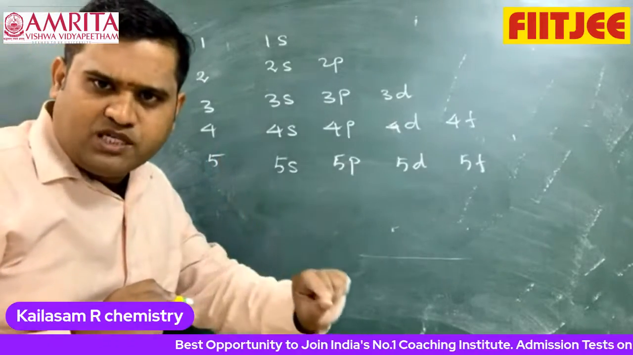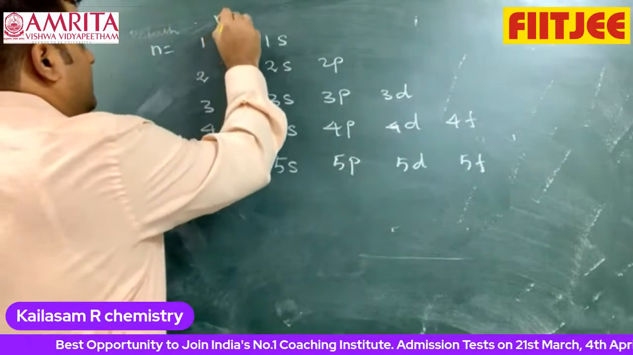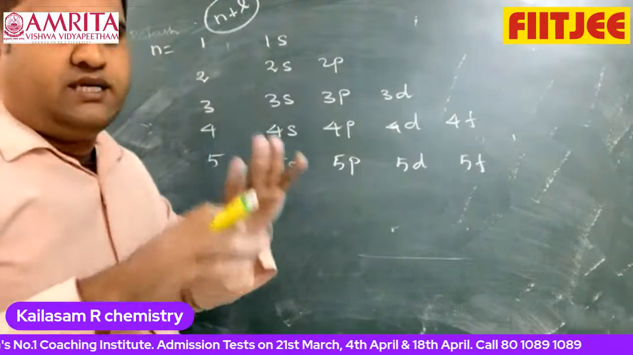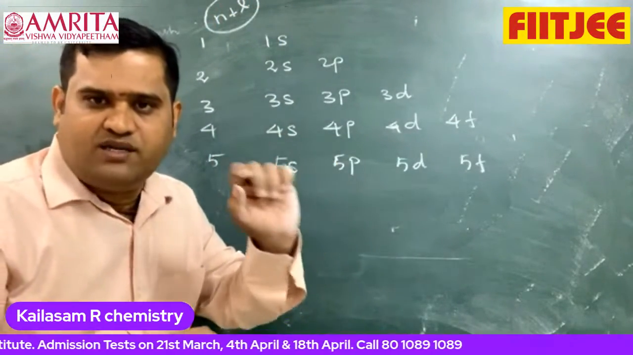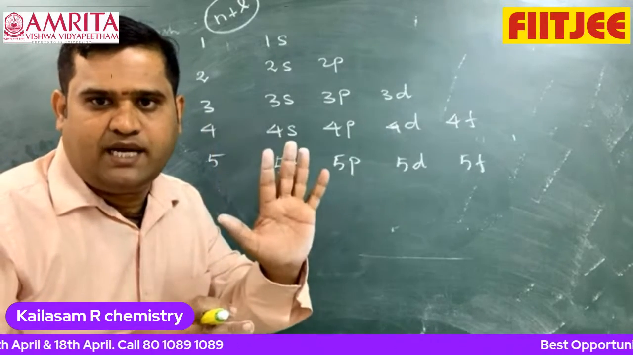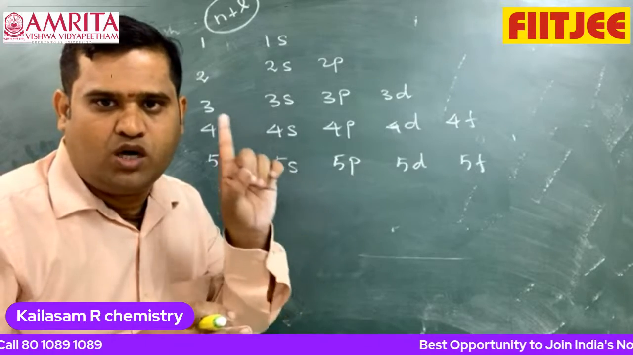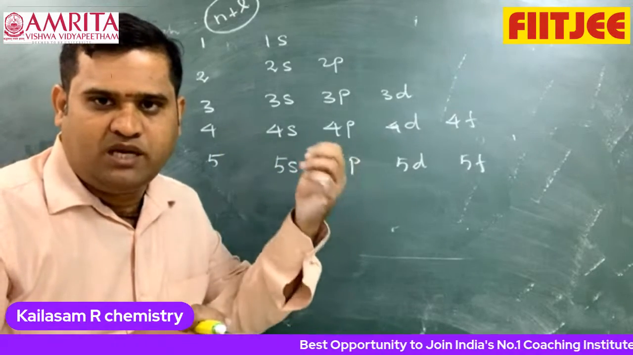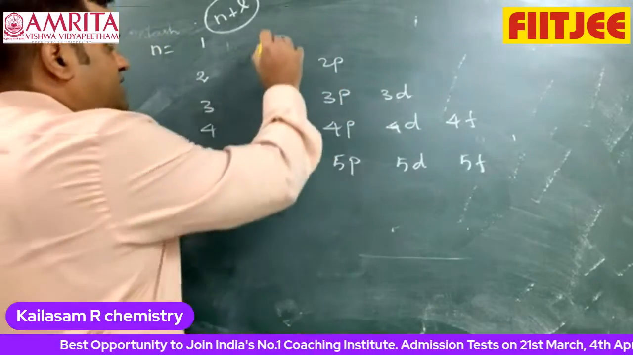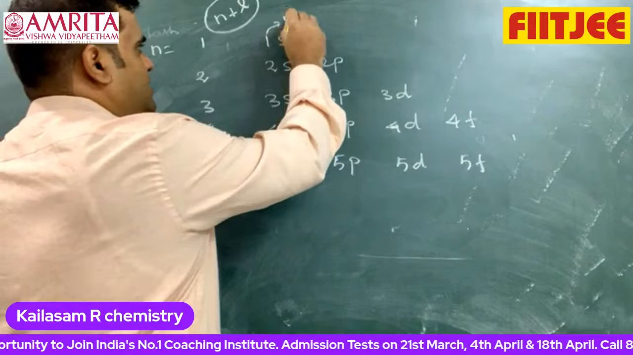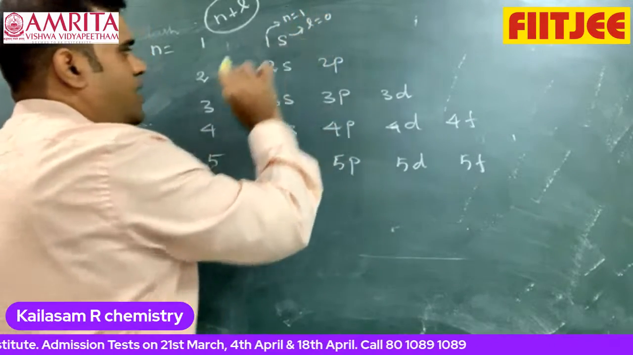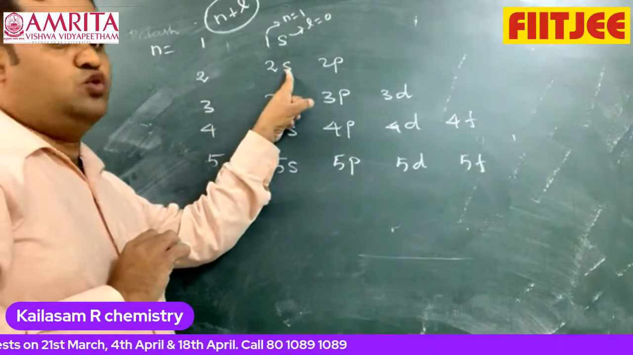Now the Aufbau principle talks about this: for a multi-electron system, energy depends on n plus l. For a single electron system, energy depends on the principal quantum number. For the hydrogen atom, energy depends on the principal quantum number. For a multi-electron system, energy depends on n plus l. That means for 1s, n is equal to 1 and l is equal to 0. Therefore 1 plus 0 is 1. Here, 2 plus 0 is 2.